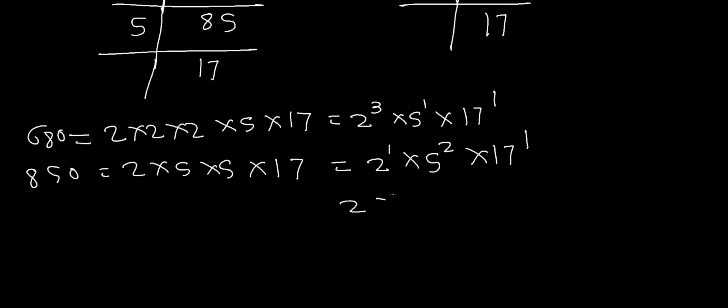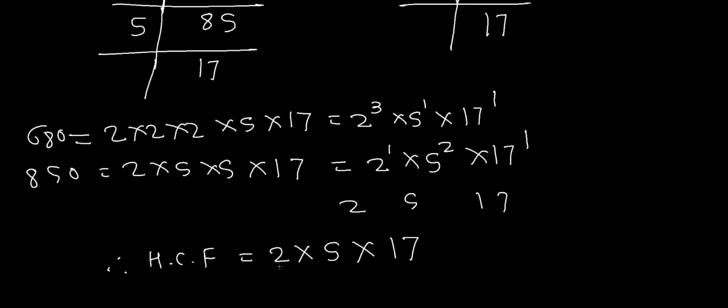So 2, 5 and 17, these are the common factors, but how many times, that also depends. Minimum one time 2 occurs in 850, minimum one time 5 occurs in 680, and in both minimum one time 17 occurs. So we will consider minimum times. Therefore HCF is the product of 2 into 5 into 17, one time, we are taking just one time, so it's 170.